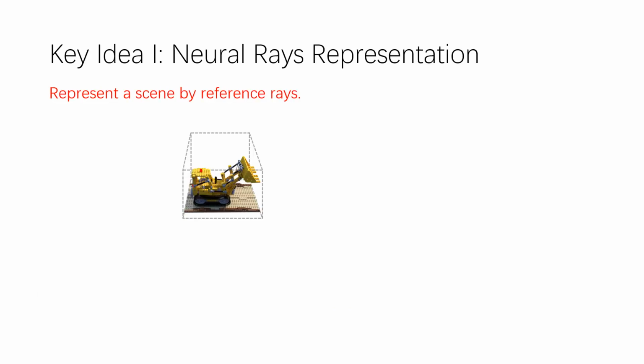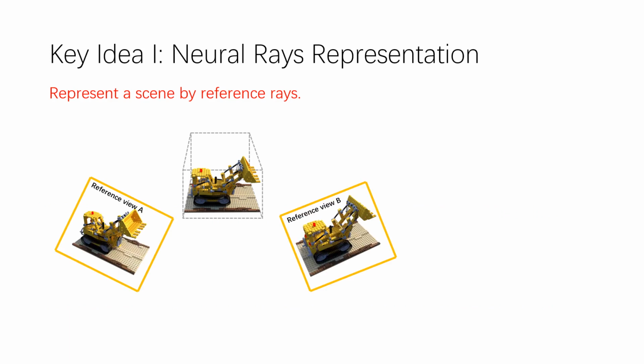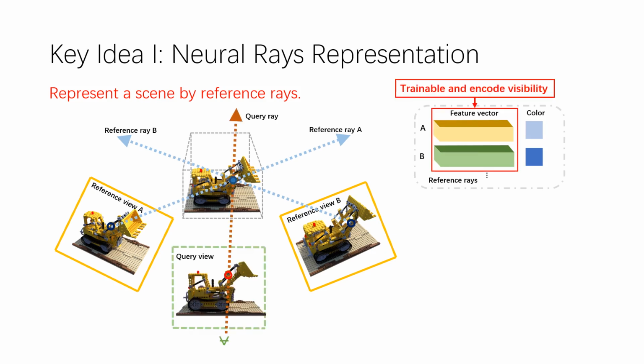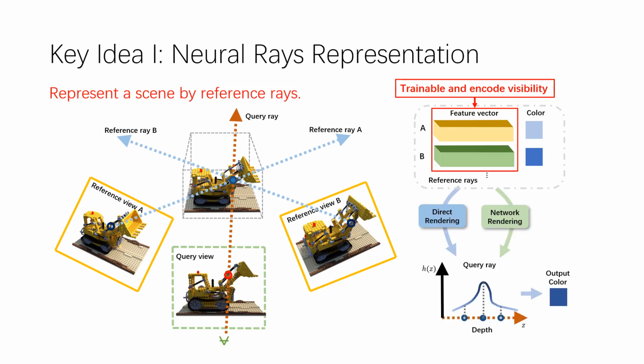Our key idea is to represent a scene by rays emitting from all input views. In the following, input views are called reference views, and these rays emitted from reference views are called reference rays. On every reference ray, we associate a trainable feature vector that encodes the visibility of this ray. Then, by checking the visibility of all related reference rays, we can compute the color of a pixel on the query view using two methods, which are called direct rendering and network rendering.